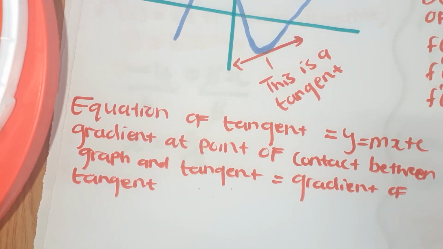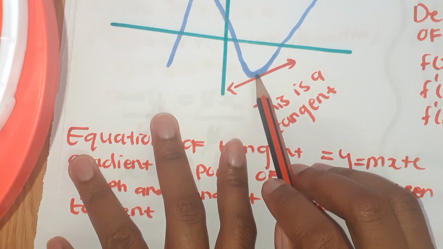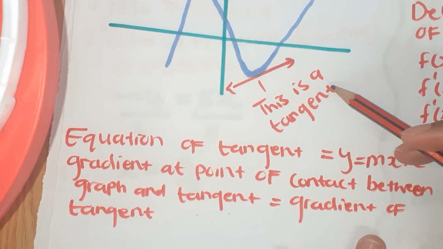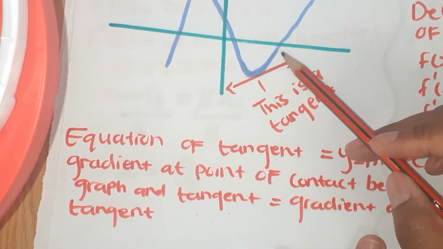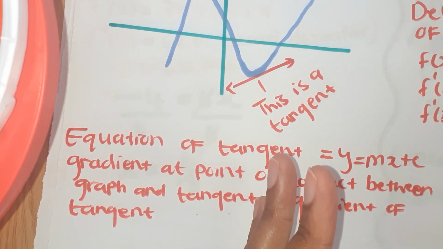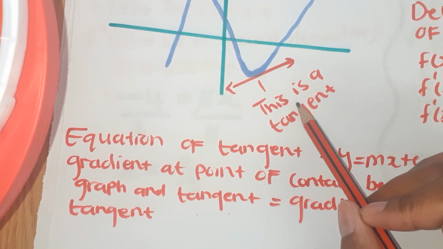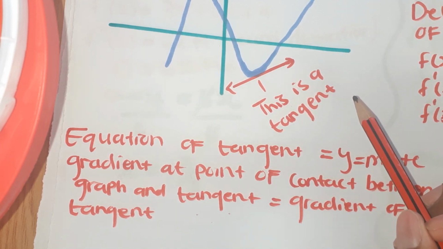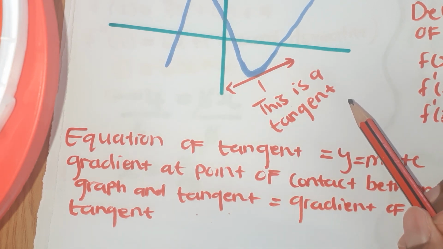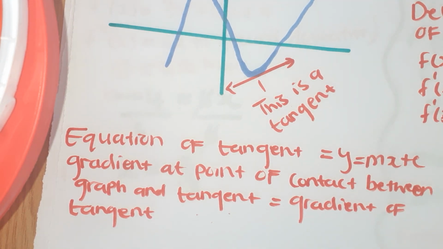The gradient at the point of contact between the graph and the tangent equals the gradient of the tangent. If it touches at the turning point, then the gradient is 0, which means the gradient of the tangent is also 0. If the graph is increasing there and the gradient is 4, then the gradient of the tangent is also 4. So the gradient of the tangent is the same as the gradient of the graph at the point of contact. That's what you have to remember.